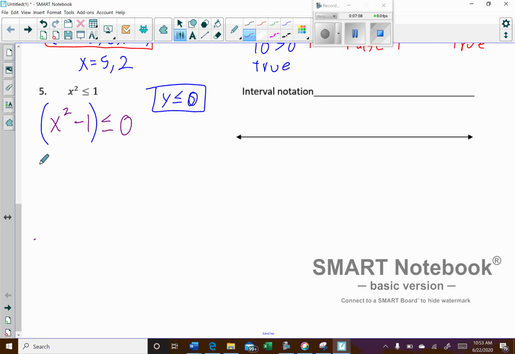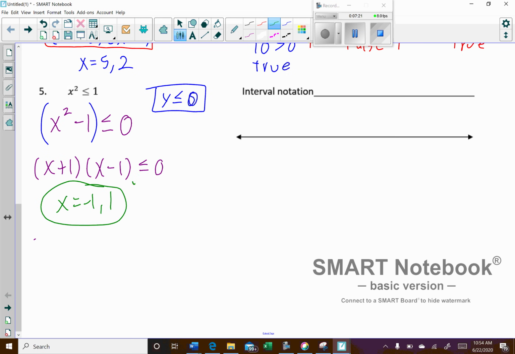So what we need to do here is factor this. So this will factor into x plus 1, x minus 1. That needs to be less than or equal to 0. So those intercepts are going to be at -1 and +1. Now this time they are included because of the less than or equal to. Because if you plug in either one of these, it will be equal to 0. So they will be included. So let's see, -1 and +1. And if you want to, you can go ahead and put closed circles there, because we know we're going to include those points.